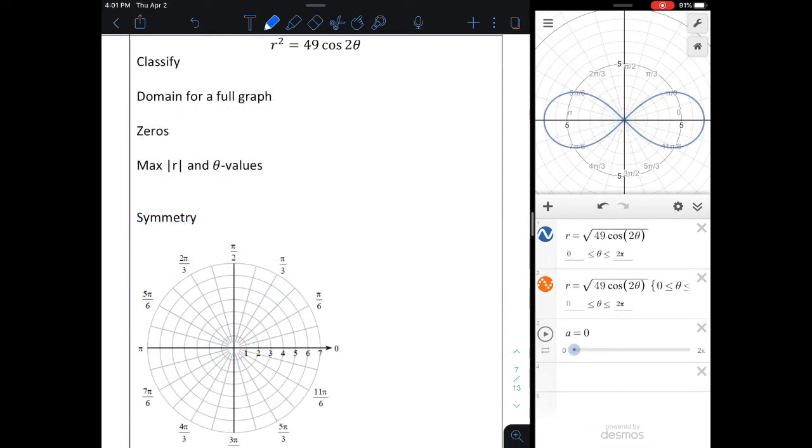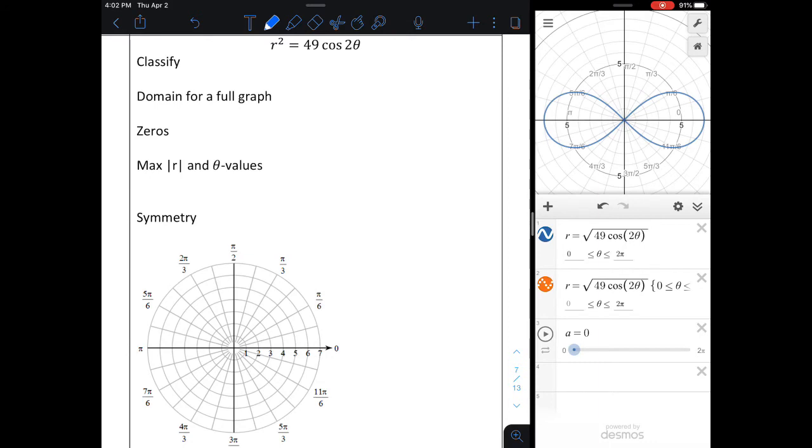Okay, let's look at one more polar graph here, and this is the graph of r squared equals 49 times cosine of 2 theta. And one of the first things we're going to notice, if you're trying to type it in on your calculator or Desmos, is that Desmos does not allow you to type in polar equations as r squared equals. It just wants r. And so I rewrite this as r equals the square root of 49 times cosine of 2 times theta.